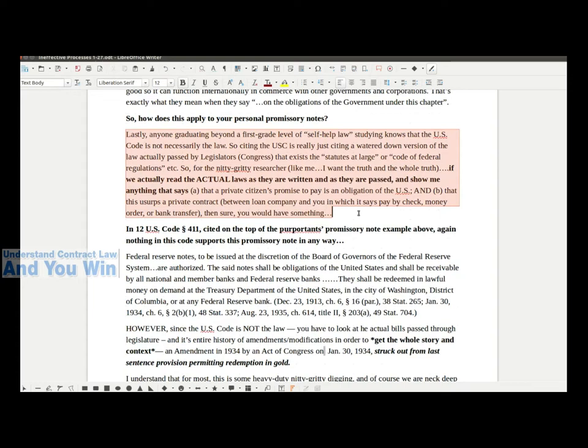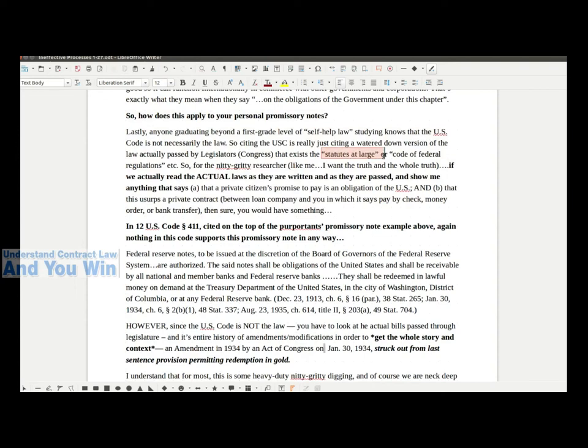the United States Code has employees of Congress re-editing the actual law, condensing it and making it simpler to read. That's the United States Code. So the United States Code is not the law. It's just a summary of what an editor condenses from the actual laws as they are written. For example, the Statutes at Large passed by Congress, the Code of Federal Regulations, etc. The United States Code is not even a law.